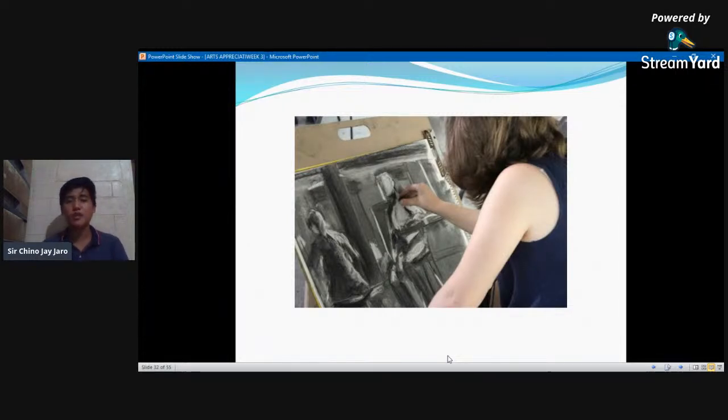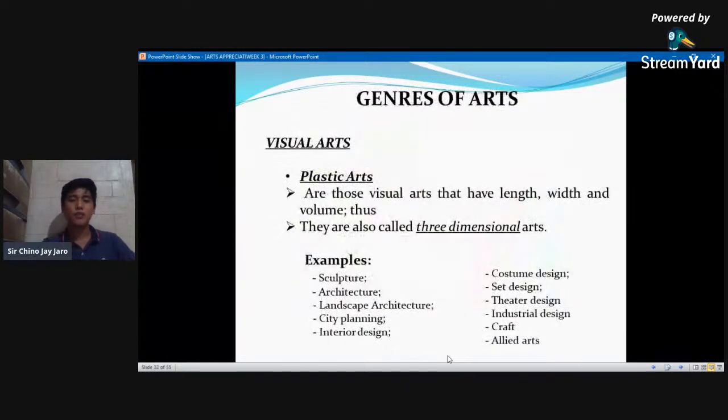So, dun pa lang dapat sa sketching, nade-develop na natin siya. So, later on our painting, dapat matututunan din natin paano mag-sketching. Okay? We will be having painting activities when it comes to painting subjects na. Okay? So for the visual arts, plastic arts naman po.